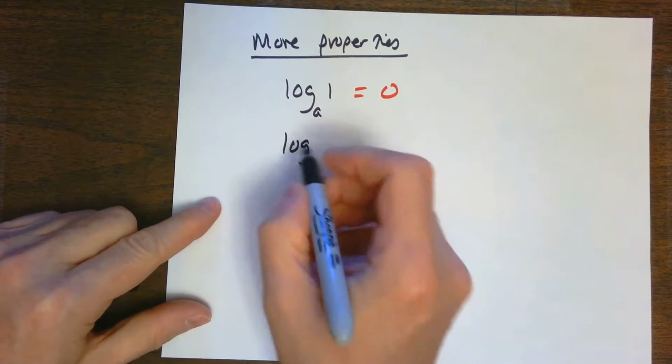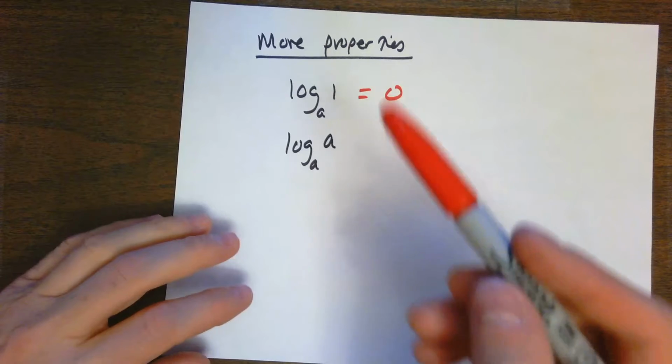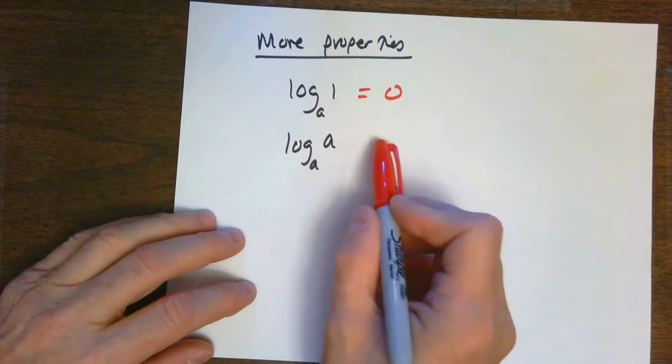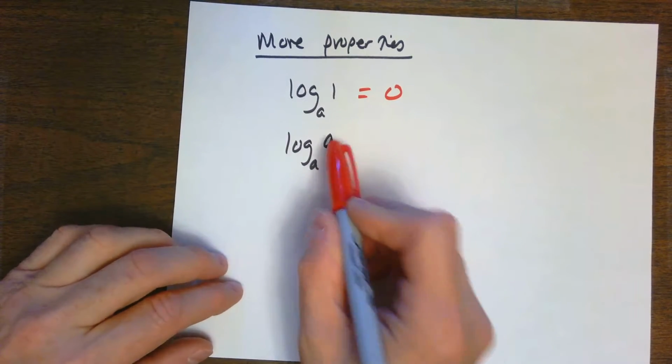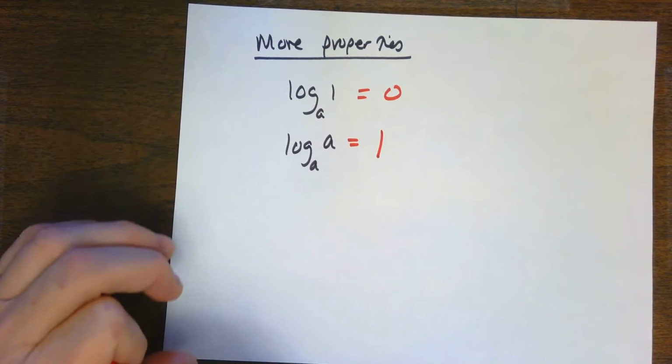What about if I had log base a of a? All right, so I'm going to ask the same question. A to what power equals a? Well, a to the first power equals a.